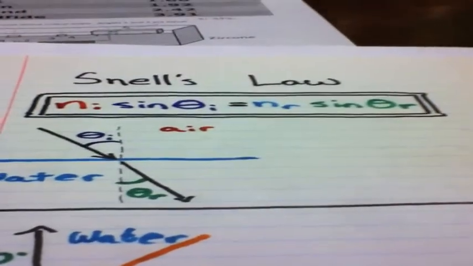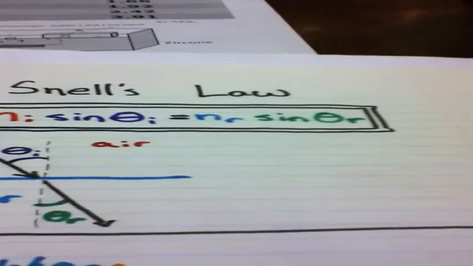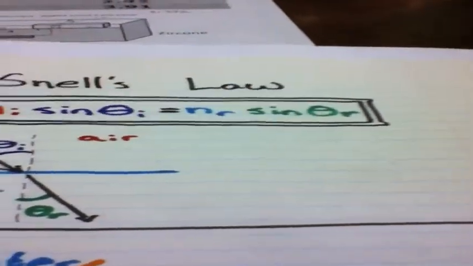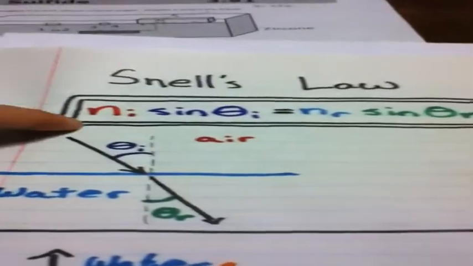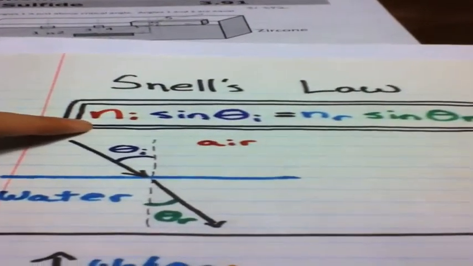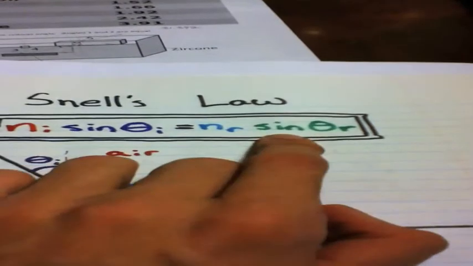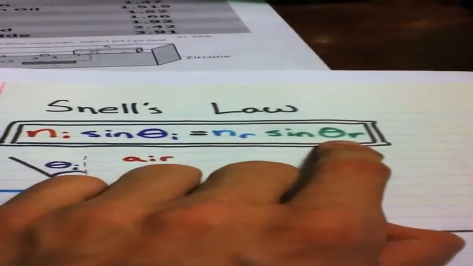Okay guys, so today I'm going to be talking about Snell's law. Snell's law is a formula that describes the relationship between the angle of incidence and the angle of refraction. What it states is that the refractive index of your first material times the sine of your angle of incidence is equivalent to the refractive index of your second material times the sine of the angle of refraction.